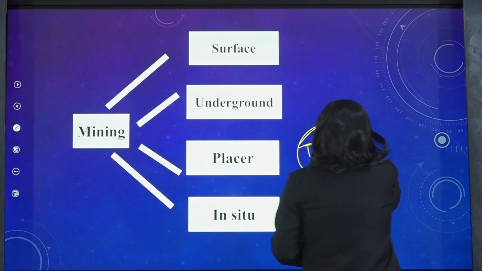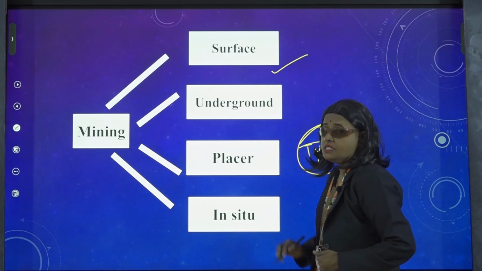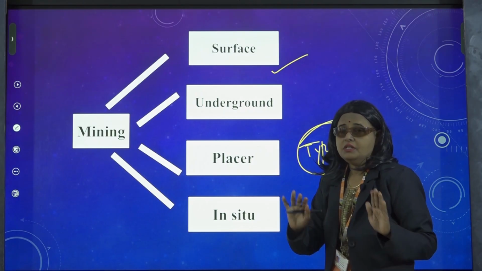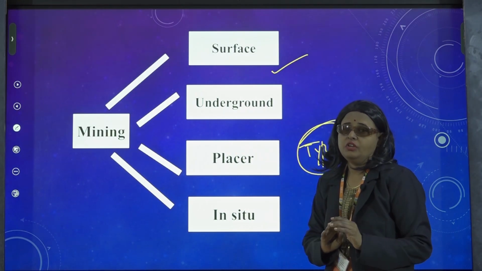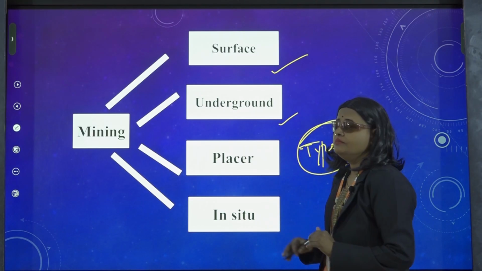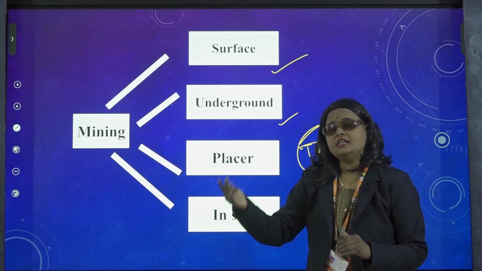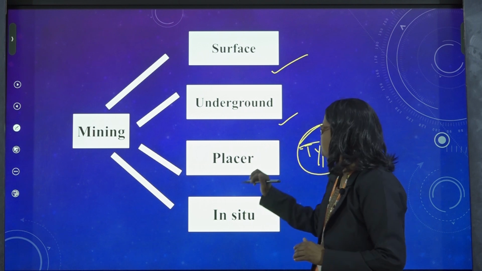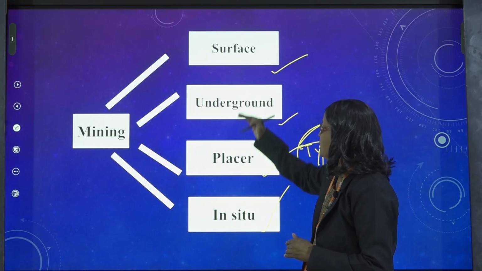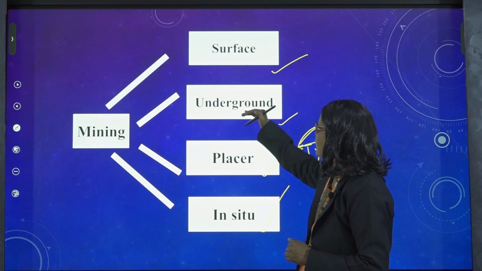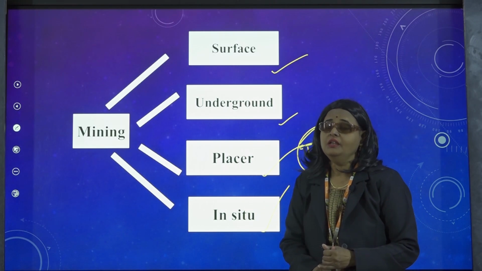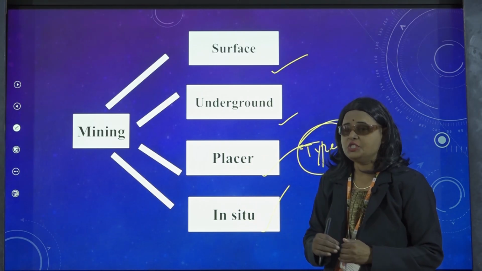The first one, you can see here all of you, is surface mining. I did not give you examples because surface mining is again classified into the following types. Next, underground mining. This is also classified into various types. Then placer mining and in situ mining. So, these are the types of mining: surface mining, underground mining, placer mining, in situ mining. Clear? Let me discuss them one by one in the next slide.